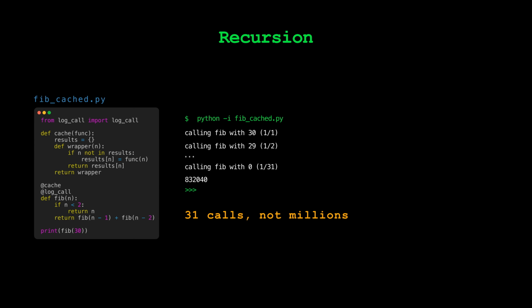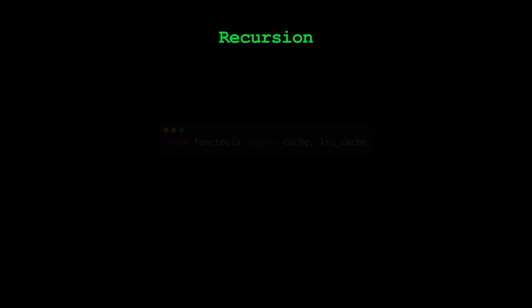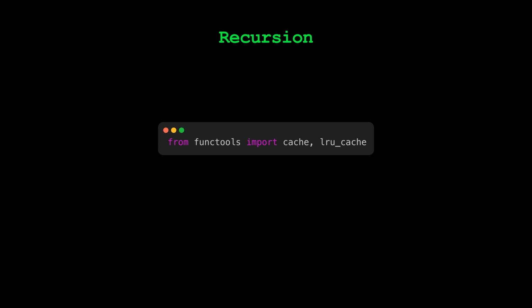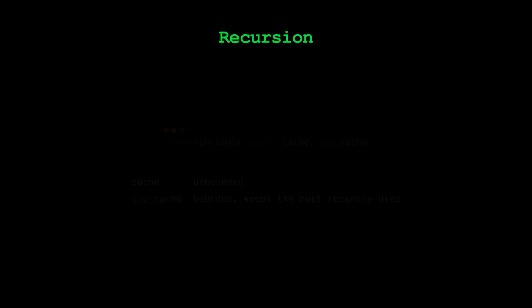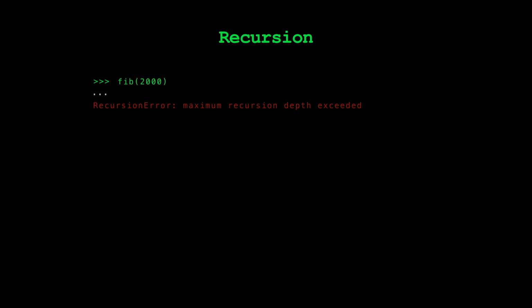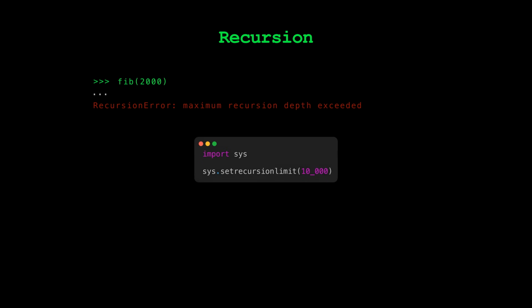In your code, you don't need to write the caching behavior from scratch, like we did here. The standard library has functools.cache, which does what we built. There's also functools.lru_cache, which is the same idea, but bounded, keeping only the most recently used results, so it can't grow without limit. The cache removes the repeated work, but recursion has another catch. It can go too deep and the stack overflows. Python lets you raise that ceiling. Even then, you can still crash the interpreter.